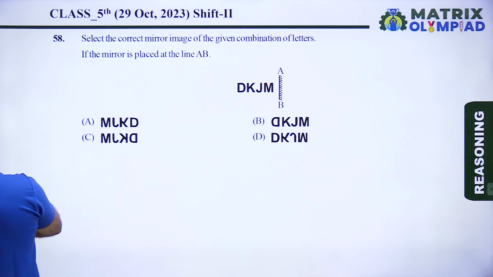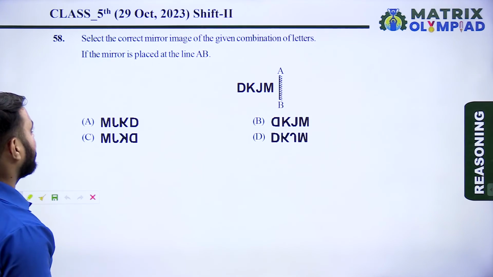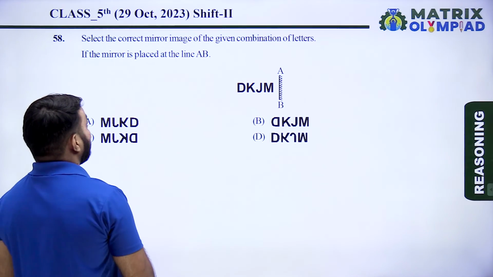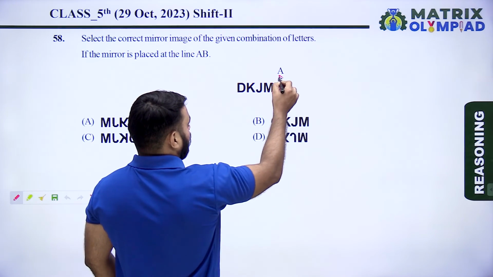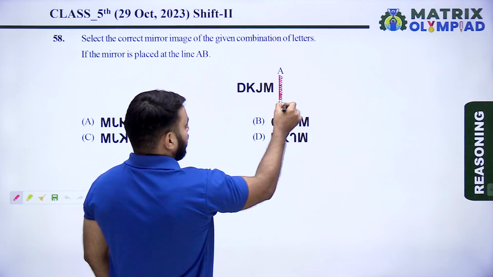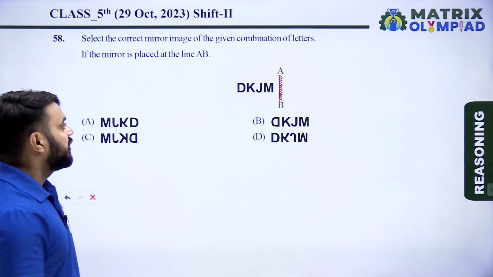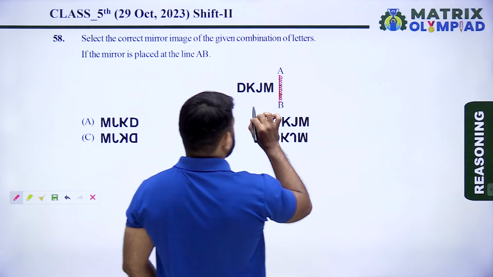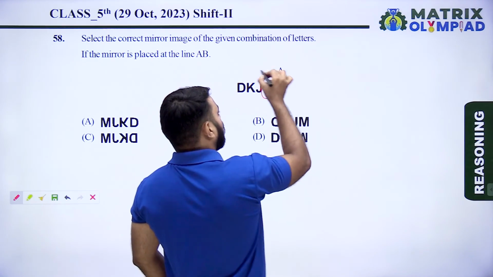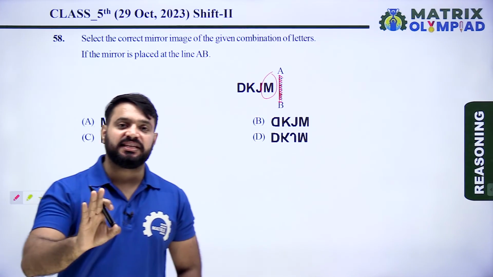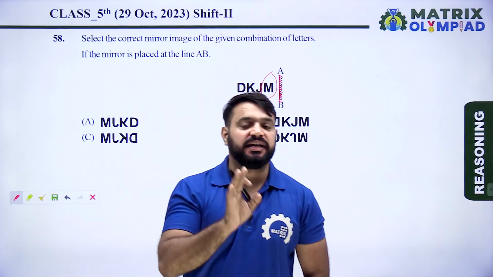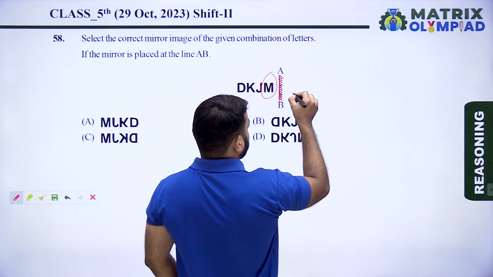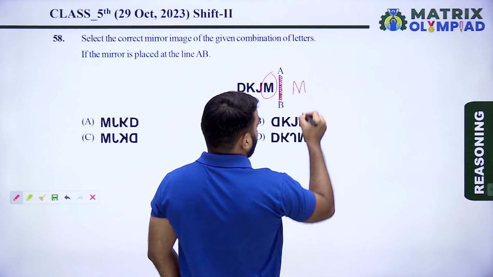So the next question is question number 58. Select the correct mirror image of the given combination of letters if the mirror is placed at the line AB. So find the mirror image of DKJM. First find the mirror image of M because M is near the mirror, so it will remain near the mirror in the mirror image. So the mirror image of M looks like this.